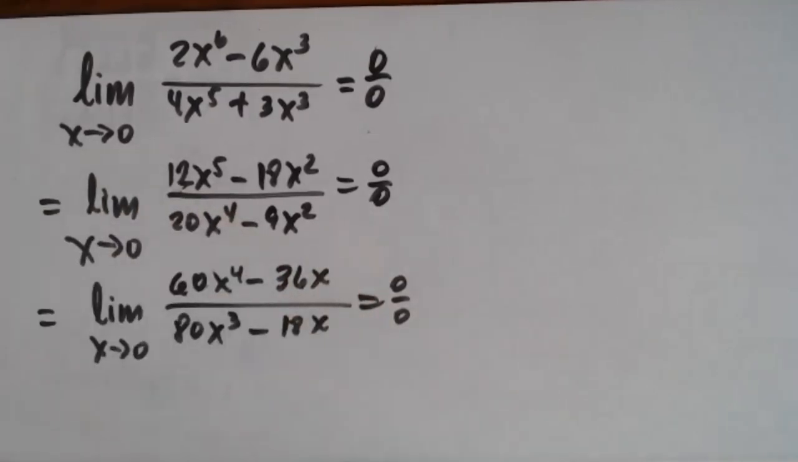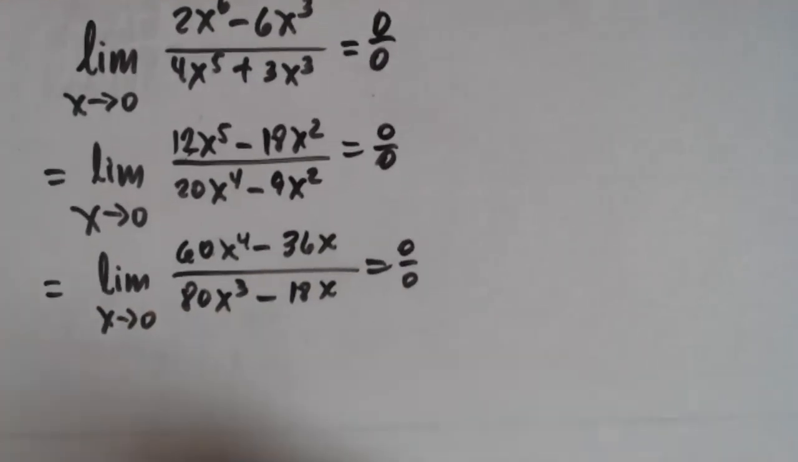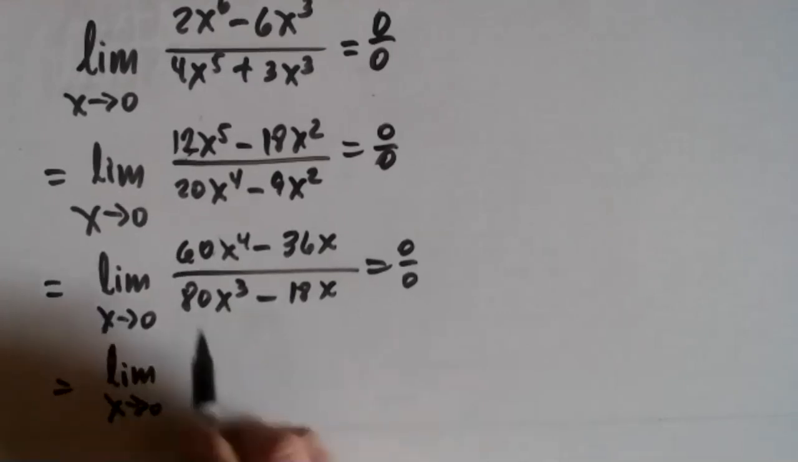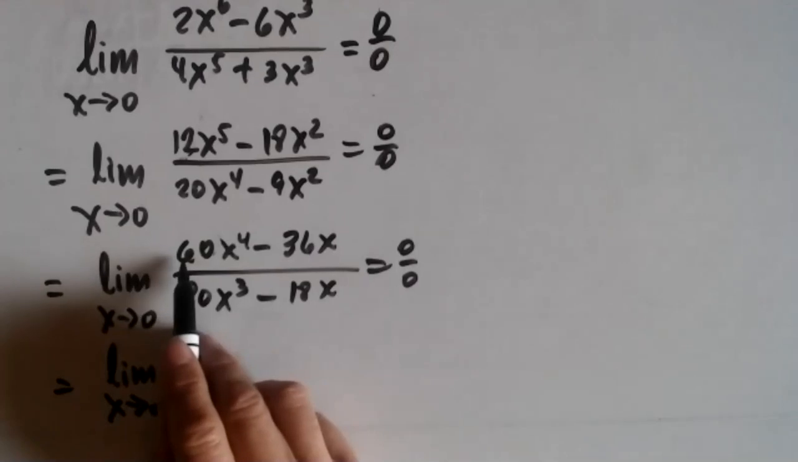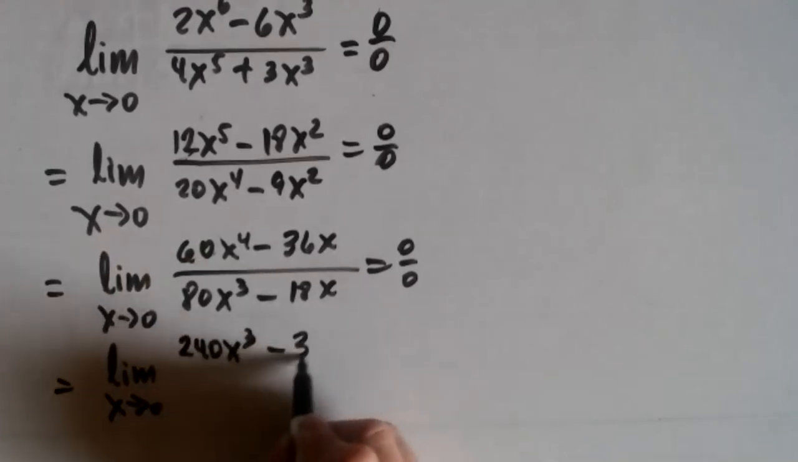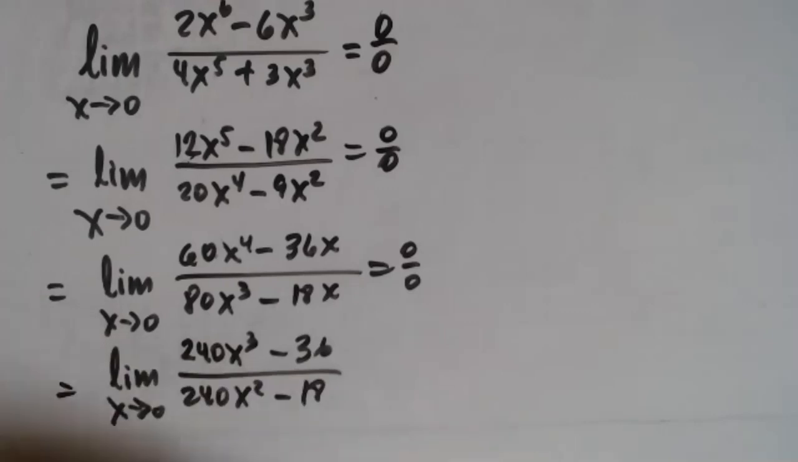Okay. The idea is this is still 0 over 0, correct? If you continue, you are going to get another expression, and that's going to be your answer. So you get the limit again of the derivative. So 240x cubed minus 36 over 240x squared minus 18.